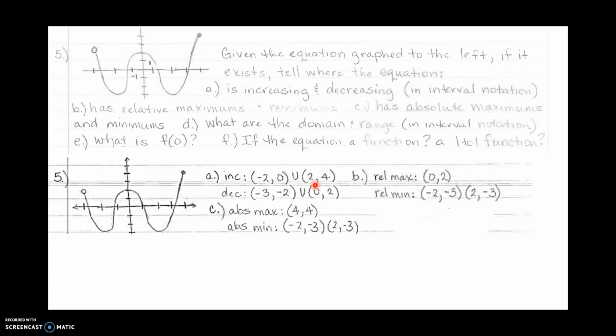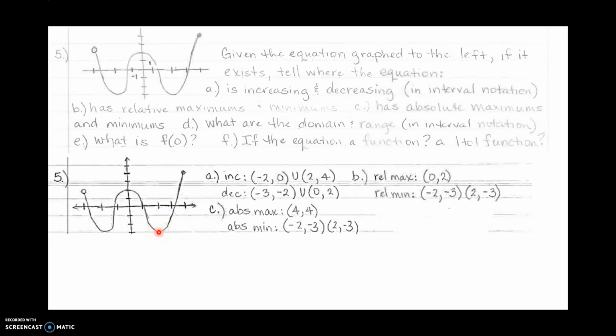For relative maximums and minimums, a relative maximum is where my graph changed from increasing to decreasing. So that would be right here at (0, 2). Endpoints cannot be relative maximums or minimums. They can be absolute, but they cannot be relative. And then relative minimums are where we change from decreasing to increasing. So that'd be right here at (-2, -3), and decreasing to increasing right here at (2, -3).